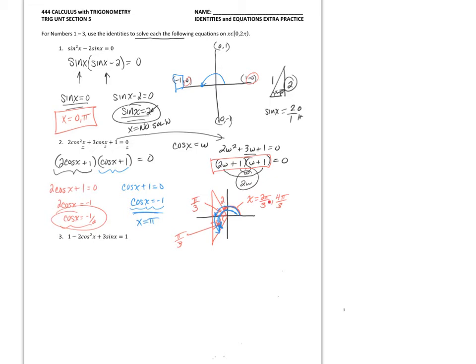So we have two solutions, 2 pi over 3 and 4 pi over 3 for this guy, and we got one solution out of the blue guy. And so altogether, we would have this as a solution and then these two guys. So make sure you box them or circle them or something like that.